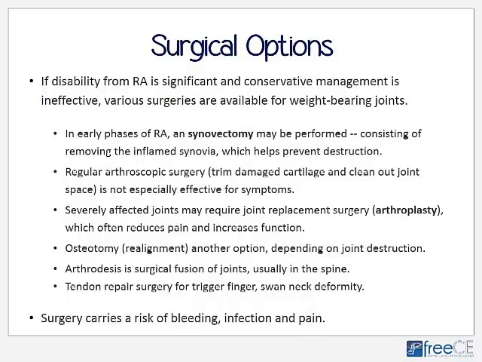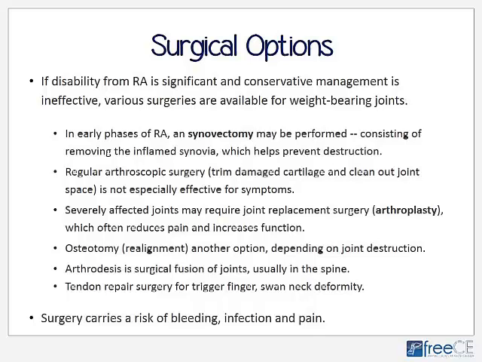If RA is in its early stages, then a synovectomy can be performed. This consists of removing the inflamed synovial tissue from the synovial joint. This can help prevent destruction from RA, but long-term it does promote osteoarthritis because there is far less lubrication within the joint, which promotes wear and tear. There's also regular arthroscopic surgery, trimming the damaged cartilage, etc. This is not especially effective for symptoms of RA. It's usually much more effective for OA.